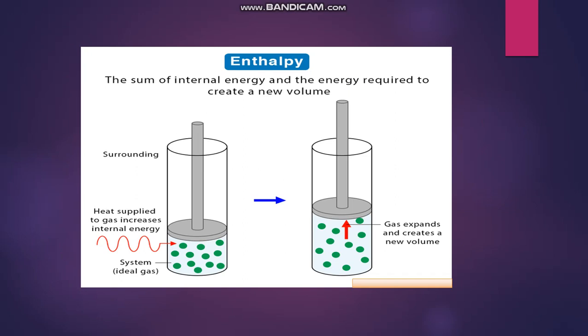Next, we can represent the enthalpy in a diagram: the sum of internal energy and the energy required to create a new volume. Here you can see a piston cylinder assembly. The system is an ideal gas and we have taken the surroundings. The heat supplied to the gas increases the internal energy, and then the gas will expand and create a new volume. In the first diagram, you can see the heat is being supplied to the gas. In the second diagram, we can see the expansion of the gas, which creates a new volume. The piston cylinder assembly will be raised to a certain height, which is creating a new volume. This is the representation of enthalpy. From this, we can say H is equal to internal energy plus PV.